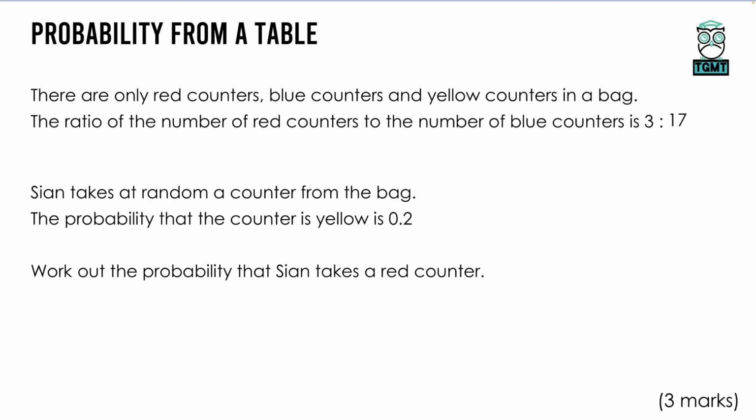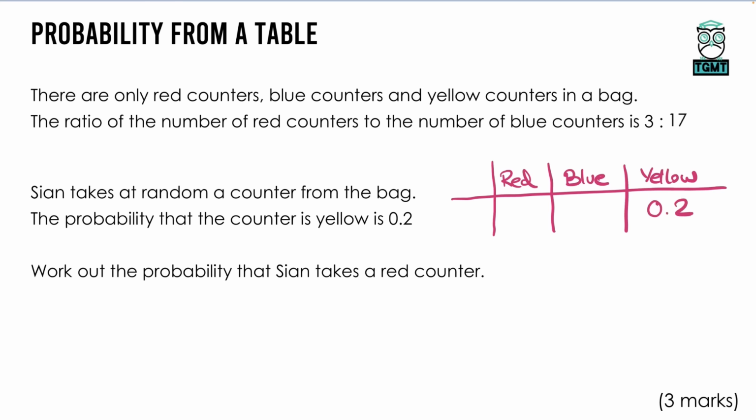Now if we were to draw a table for this, and normally a probability table, you'll have the colours and the probabilities. So we have red, we have blue, and we have yellow. And it gives us one of those probabilities. It tells us that yellow is 0.2. It also tells us then that red to blue is in the ratio 3 to 17, and that's given to us just here. So in terms of what we've got at the moment, that's all the information that we've been given. But we know with probability from a table, they've got to add up to 1. So if I do 1, take away 0.2, that leaves us with 0.8. So these probabilities here have to add up to 0.8.